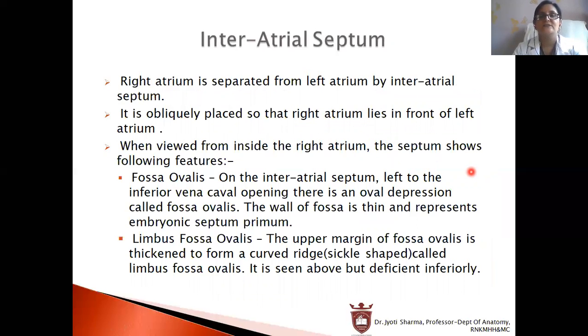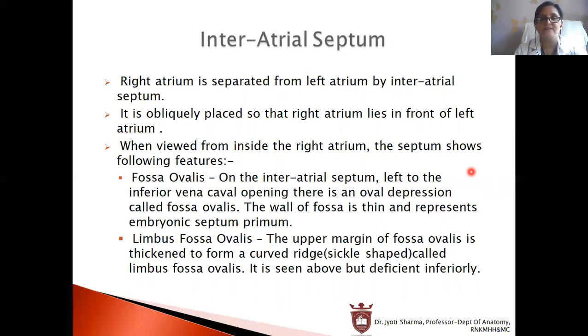Now we will see interatrial septum. The right atrium is separated from the left atrium by interatrial septum. It is obliquely placed so that right atrium lies in front of left atrium. When viewed from inside the right atrium, the septum shows following features: the fossa ovalis and limbus fossa ovalis.